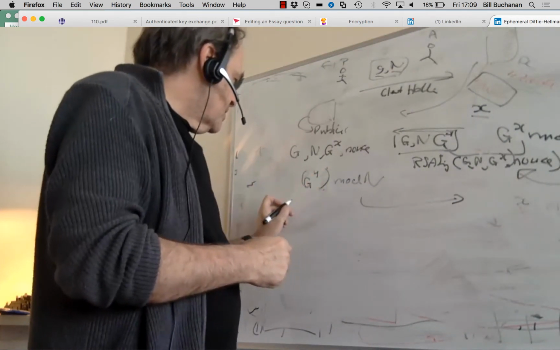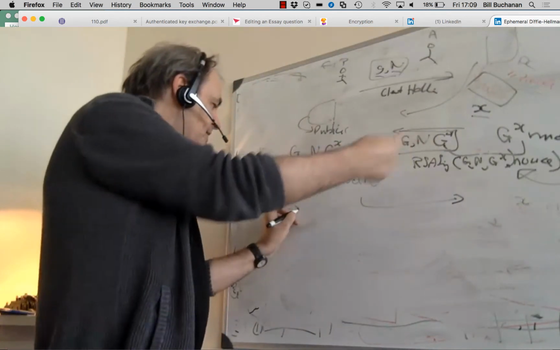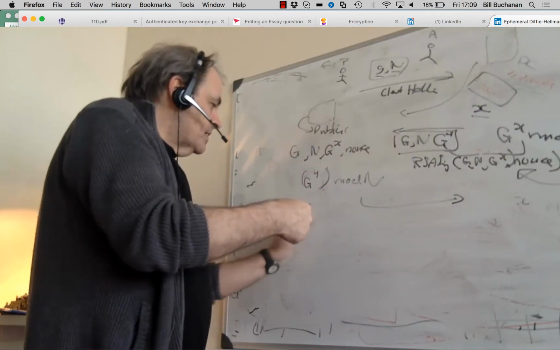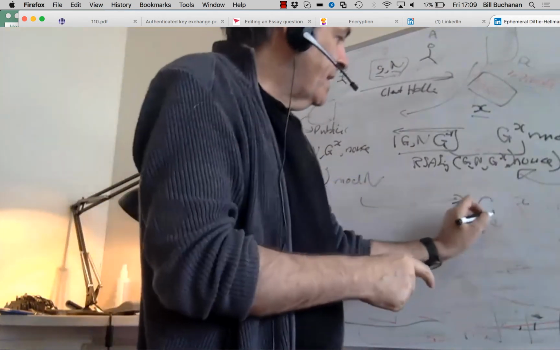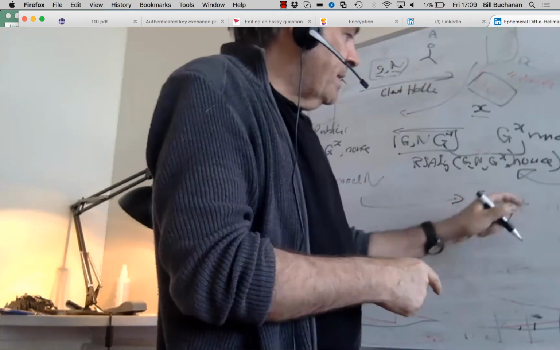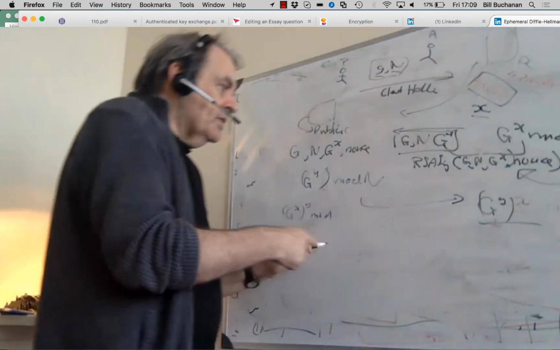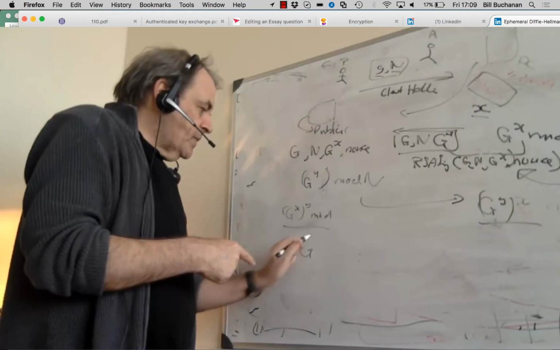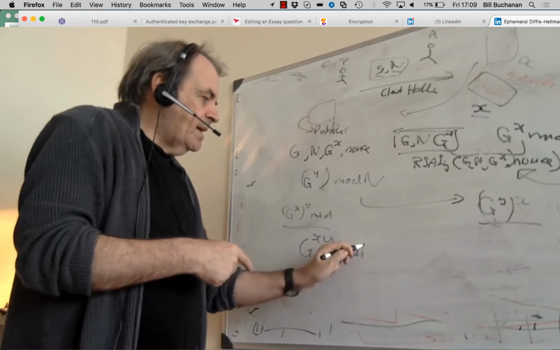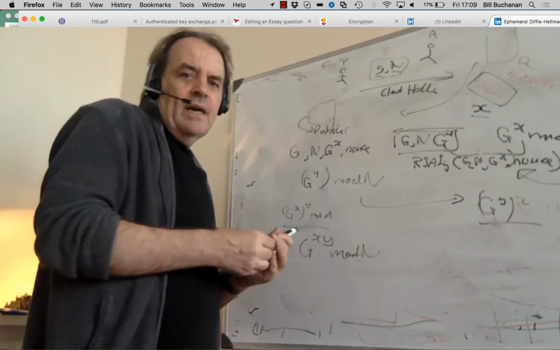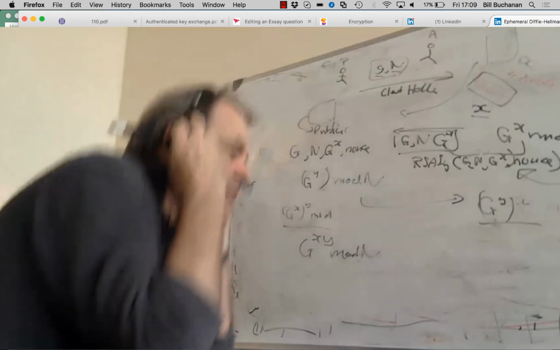So we take the value that was received and raise that to the power of y. And then the value that's sent over here, we raise that to the power of x. And because of the rules of logs, we end up with g to the power of xy mod n. And that gives us our pre-shared master secret.